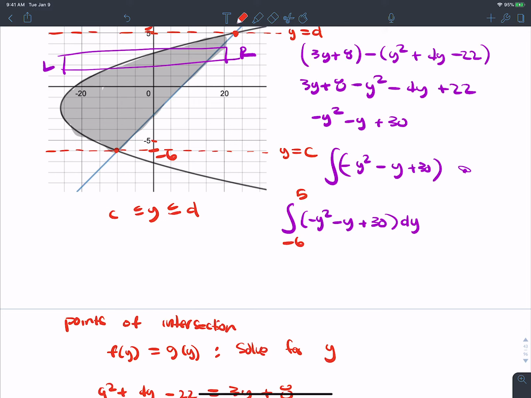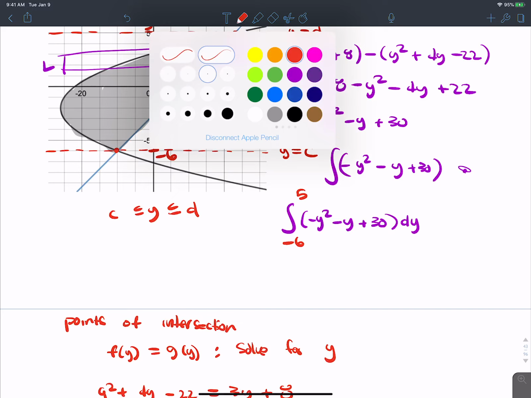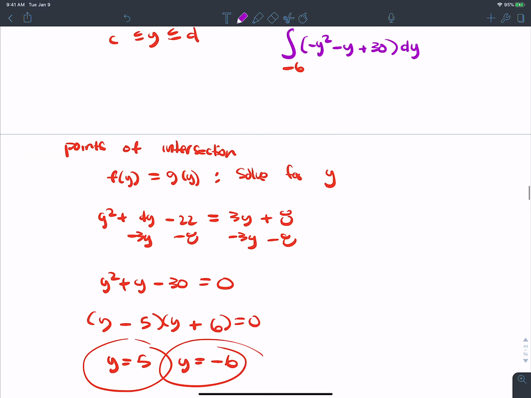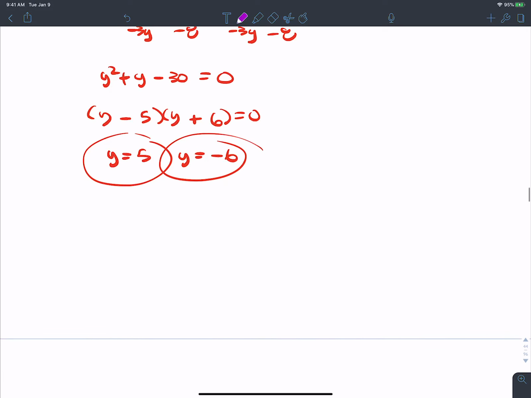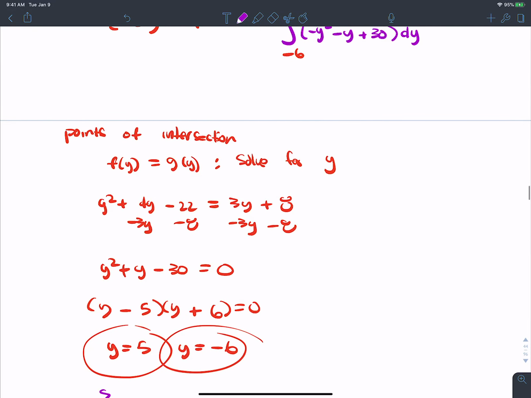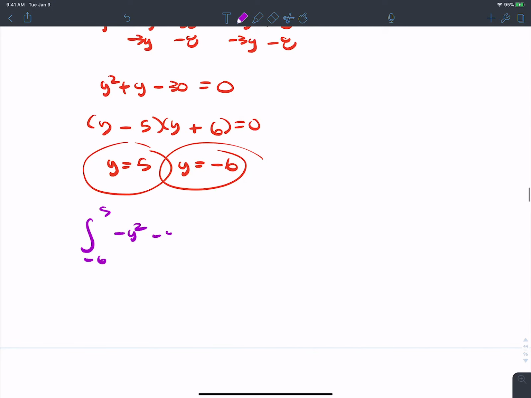So what you guys would do here is integrate this one, find the antiderivative here. And what does that give you? Let's see. Let's try it here. Negative 6 to 5, negative y squared minus y plus 30.